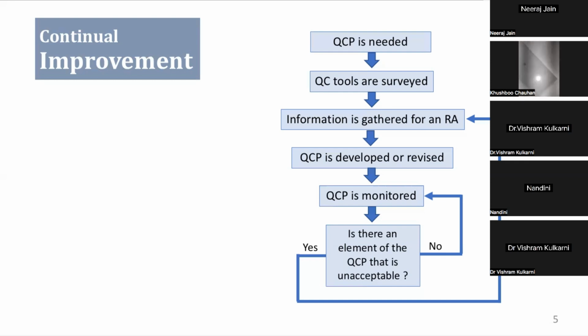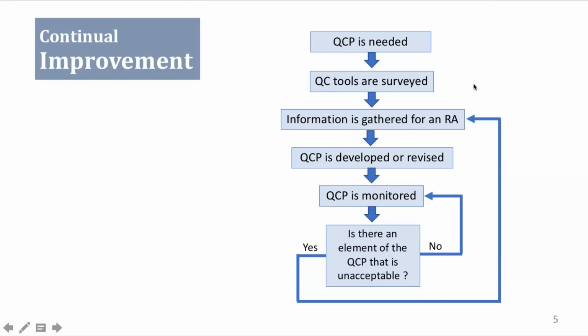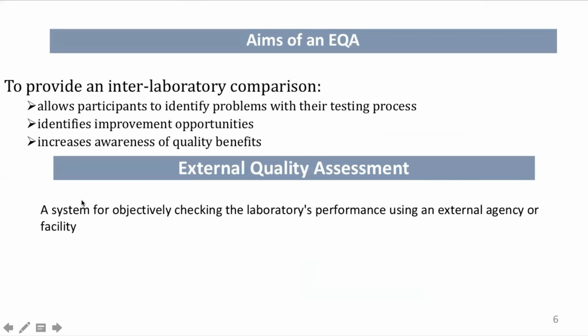We develop QC, then we see whether it is effective or not. We monitor that QC. If we find something which needs improvement, then we improve on that aspect. This is how we manage our quality control, whether it is IQC or EQAS. As we discussed, EQAS tells us about accuracy, and IQC tells us about precision. Precision is how close results are to each other, and EQAS is how close our result is to the true value.